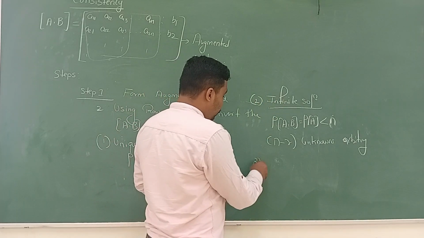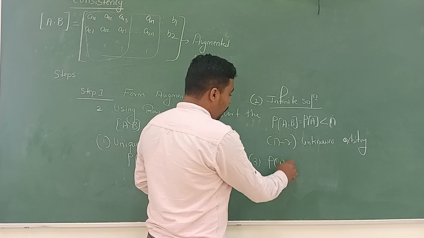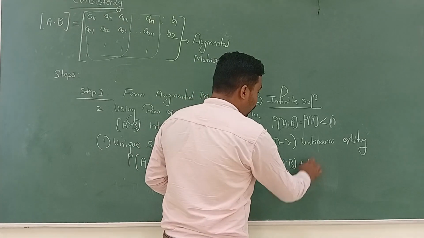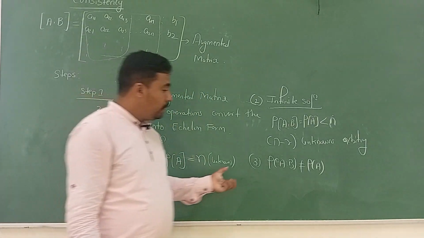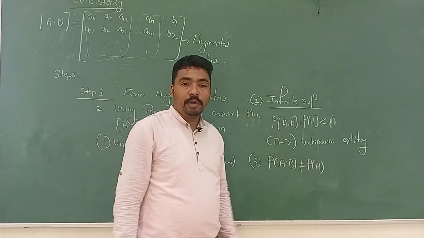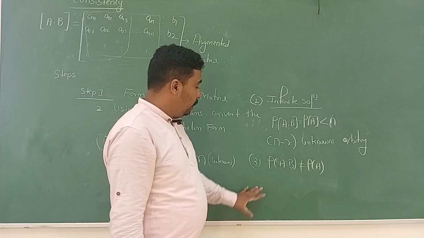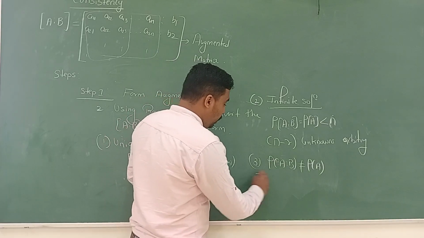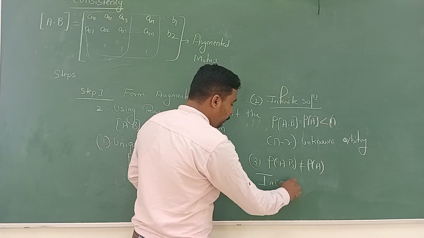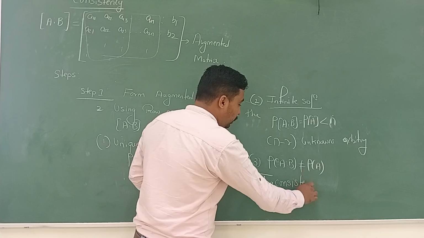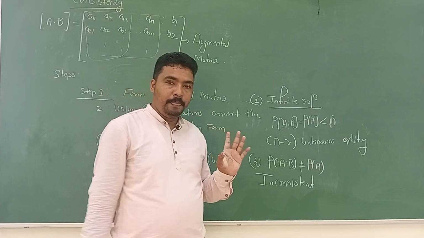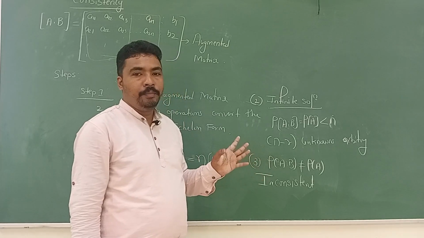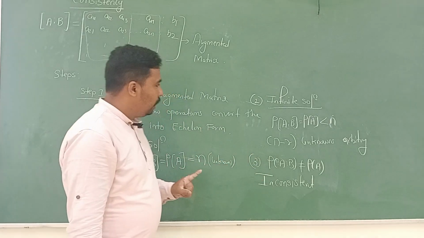The third one is, if the rank of AB itself is not equal to the rank of A, meaning the rank of the augmented matrix is not equal to the rank of the coefficient matrix, then we can say that the given system of equations is inconsistent, meaning it does not possess any kind of solution. Okay, inconsistent. So I hope it is clear.